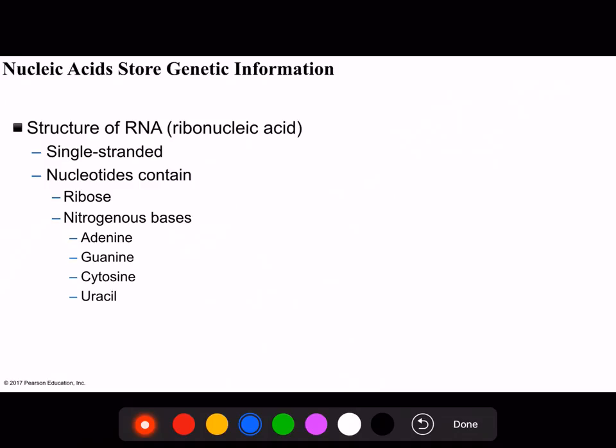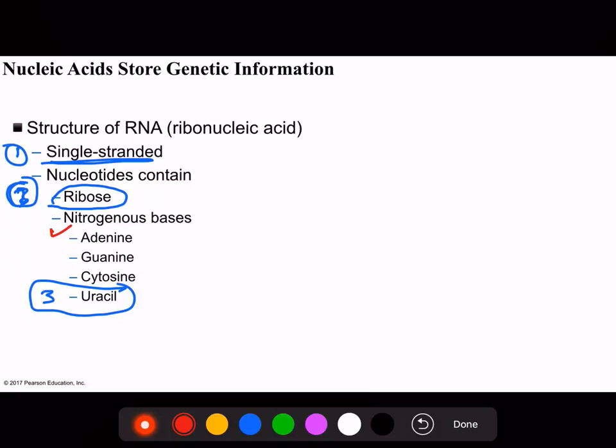For RNA, it's different in two forms. It's single-stranded, and its nucleotide contains ribose. Okay? This actually is different in three ways. It's single-stranded. It contains ribose instead of deoxyribose, and it has uracil as one of its nitrogen bases.